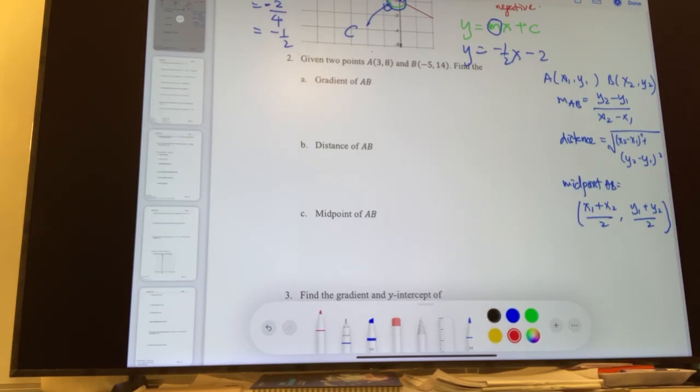Knowing all of that, this is your x1, this is your y1, this is your x2, this is your y2. Then put them in the formulas and find those 3. Distance AB, you can write as a shortcut with a subscript of AB. But for the midpoint, do not write m of AB, because m stands for gradient.